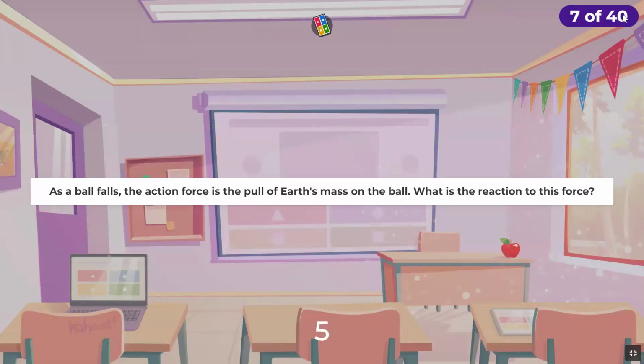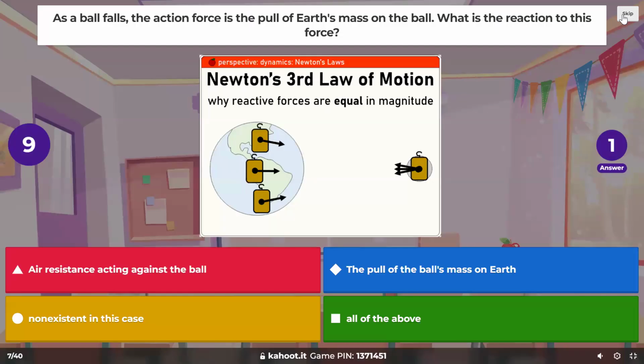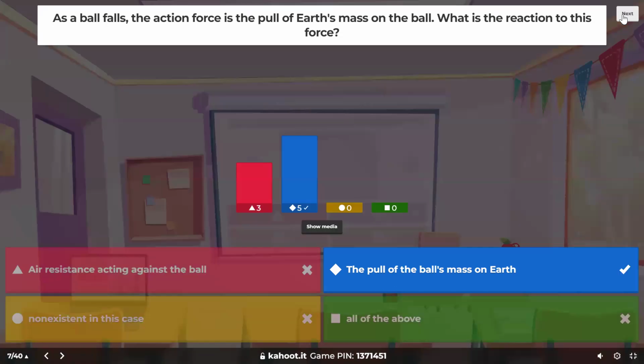As the ball falls, let's call the action force the pull of Earth's mass pulling on the ball. What's the reaction force? The ball pulls up on the Earth. So the Earth pulls down on the ball, and the ball pulls up on the Earth. That's an action-reaction pair.